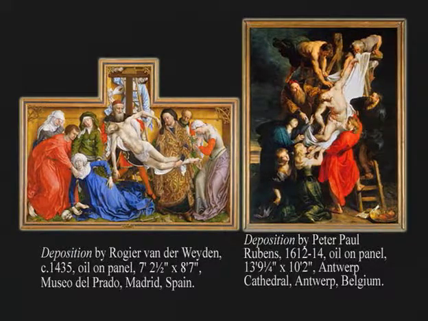And after that, I will show you Peter Paul Rubens' painting of the same subject from about 1612 to 14. Both paintings depict the lowering of the dead body of Christ from the cross. So different in some ways, so similar in others.